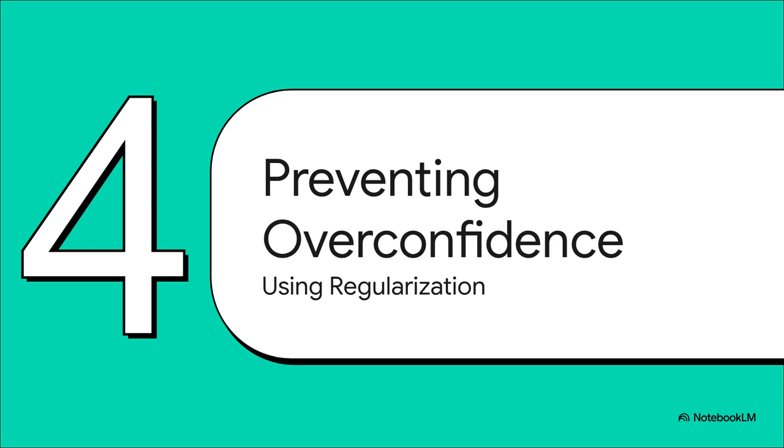Now there's a catch. A model can sometimes get too good at fitting the data it's seen. It basically memorizes the answers and becomes overconfident. And that brings us to our next section, preventing overconfidence.